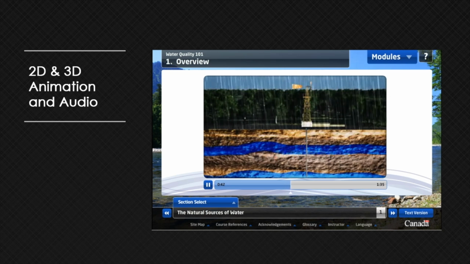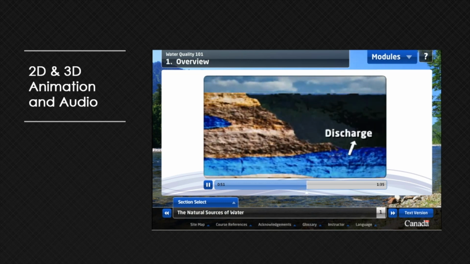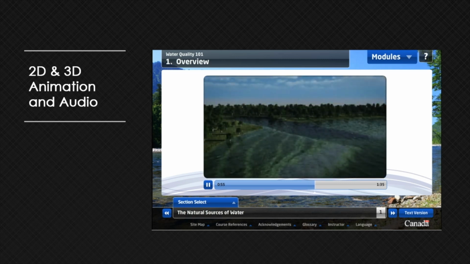Groundwater concentrates in underground regions called aquifers. To use this water, we drill wells. Some water from aquifers flows into lakes and oceans. There, it becomes surface water.